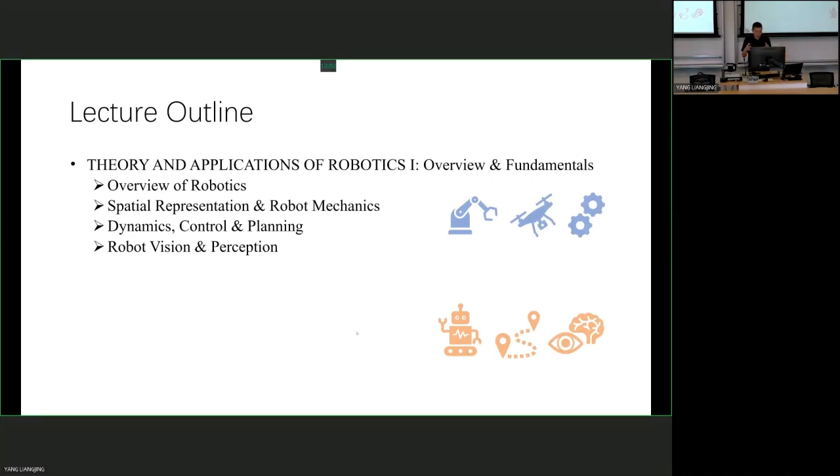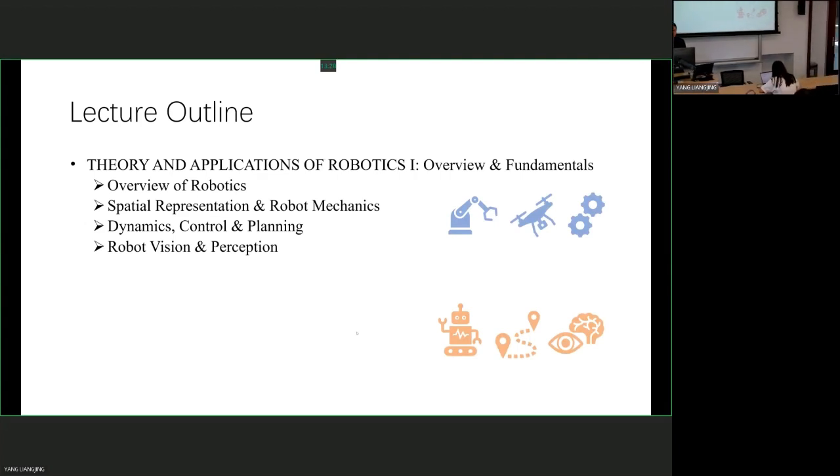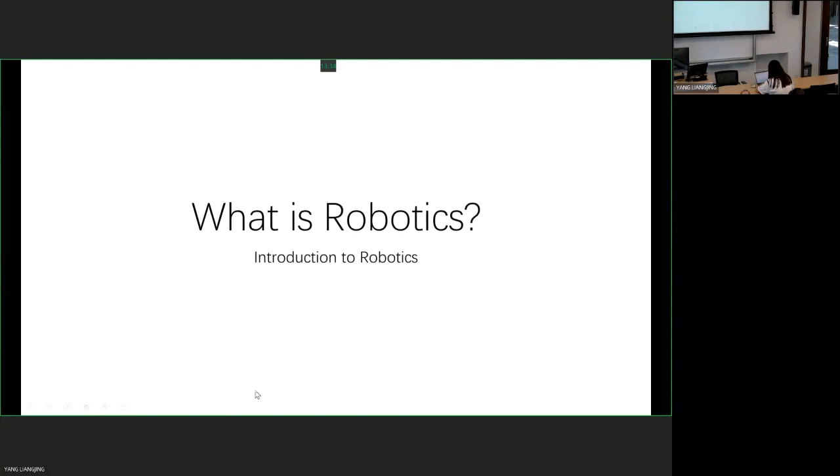Okay, so in fact, robot mechanics consists of three main parts: kinematics, statics, and dynamics, right? So mechanics is the branch of physics where we are interested in the motion of moving bodies, including the cause of this motion, meaning the force or the torque that causes this motion. Okay, and then a quick look at dynamics, control, and planning, and then robot vision, how a robot understands the environment. Okay, we start off with something simple.